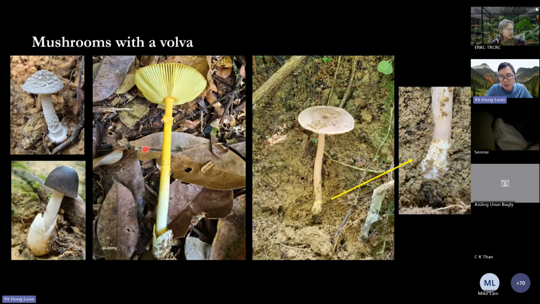Okay, sometimes the volva is hidden inside the soil underground. You need to dig. Okay, when you dig, then you can expose the volva. From there we know, oh, with a volva, and then the gills actually is with a gill and it's a free gill attachment. We know this could be an Amanita. So Amanita is a poisonous mushroom family.